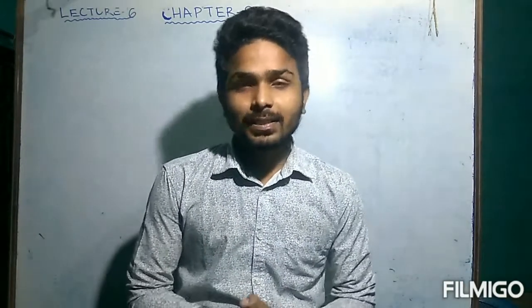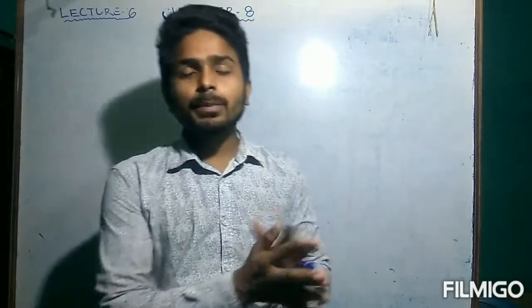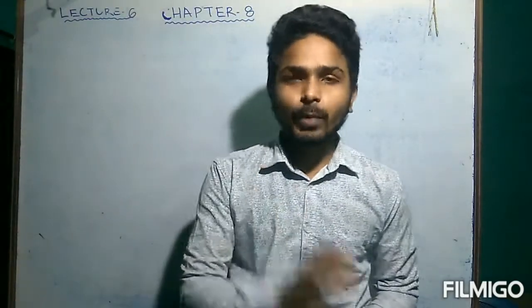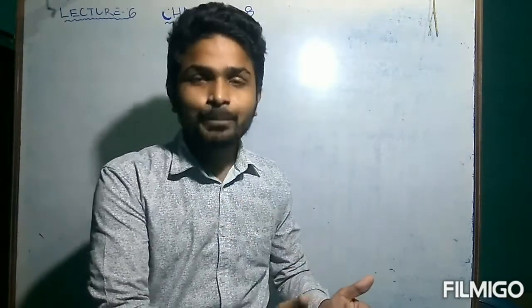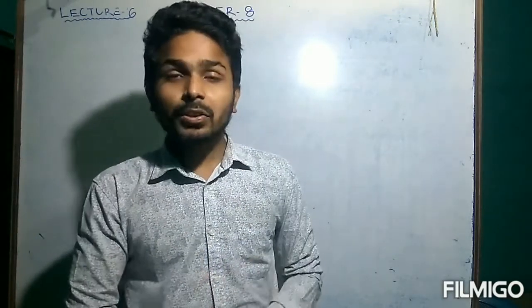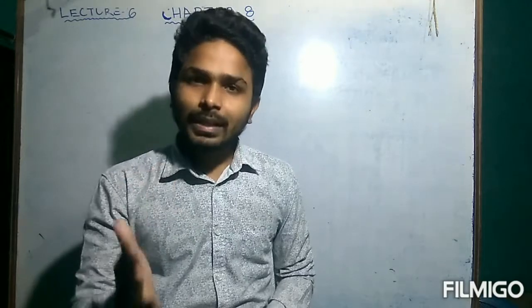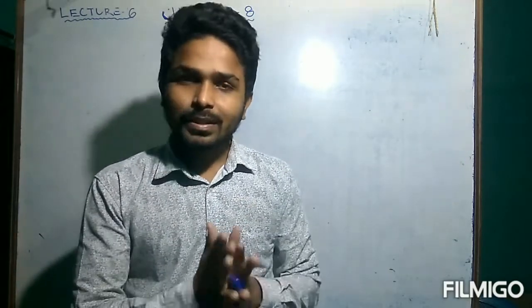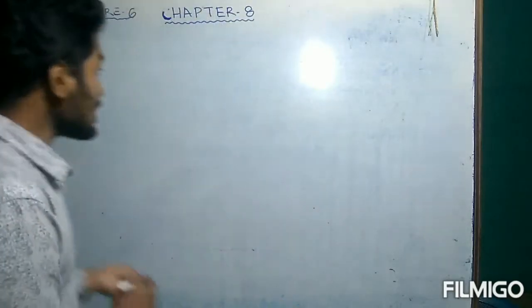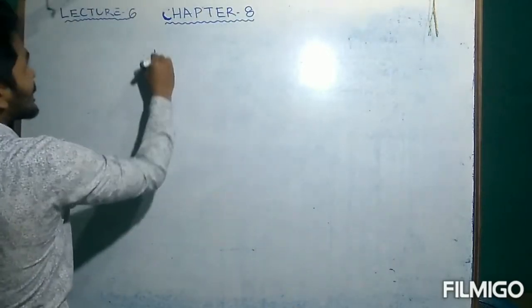Good morning everyone. So welcome to lecture number 6 of chapter number 8. In the previous lecture we discussed the first type of quadrilateral, the parallelogram, and what the compulsory and optional properties of a parallelogram are. Today in this lecture we will discuss the kite and its properties, which is the second type of quadrilateral. So let's start with the kite.